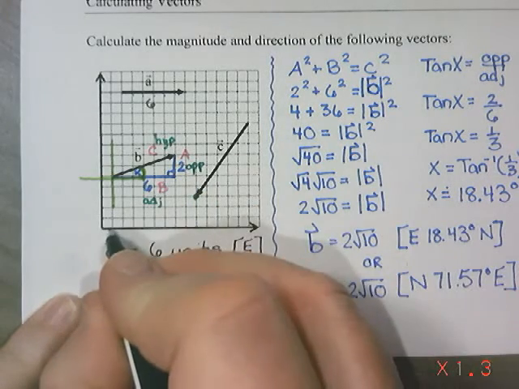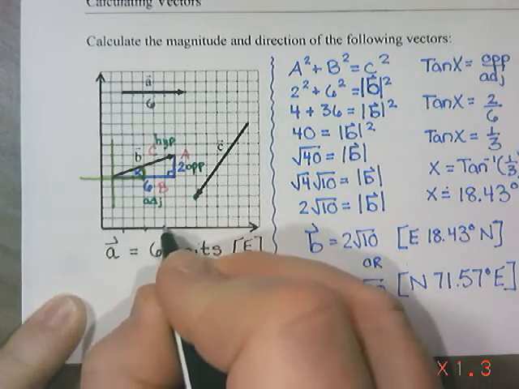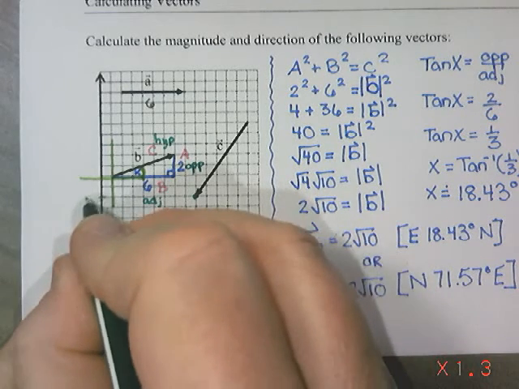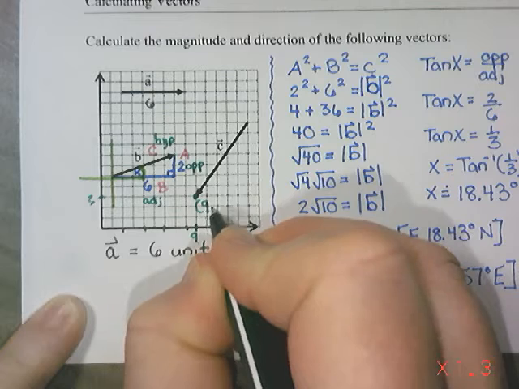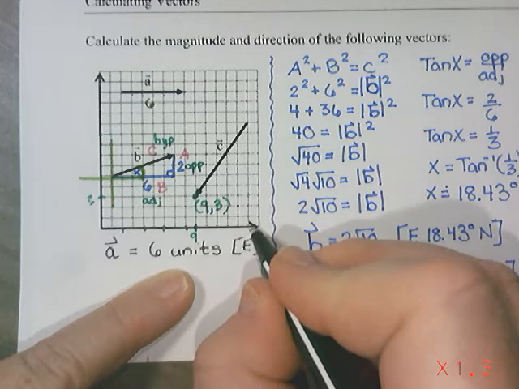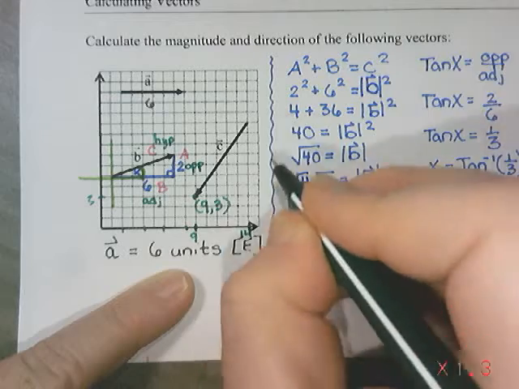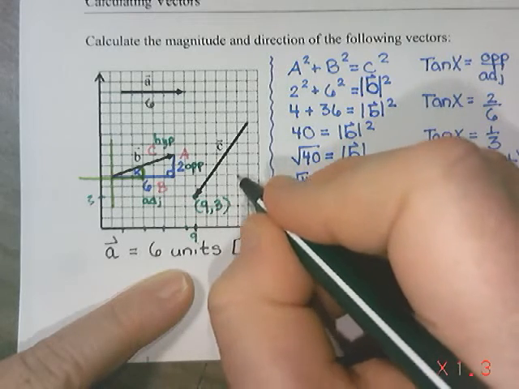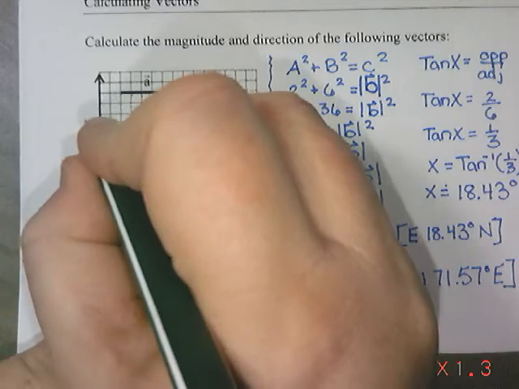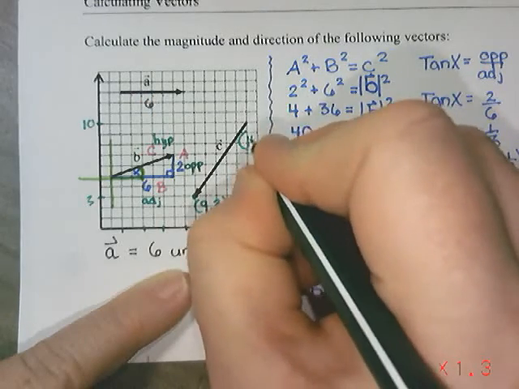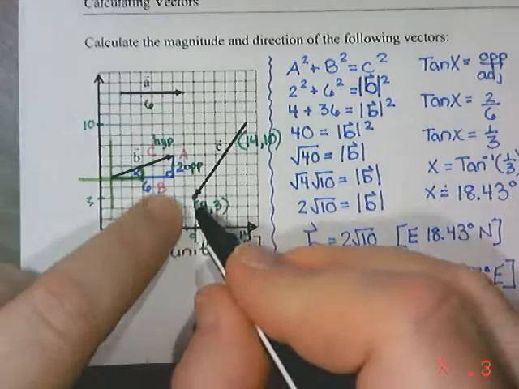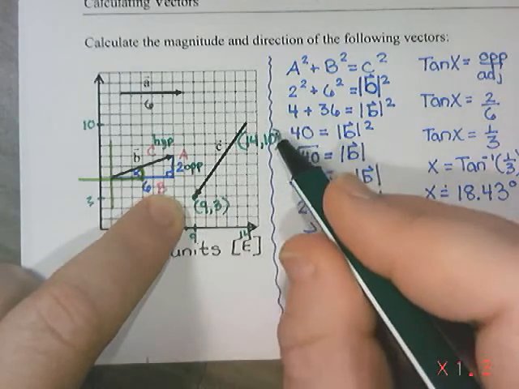So this point is 2, 4, 6, 8. This is 9 and 3. So this is the point 9 and 3. And this is 10, 11, 12, 13, 14. And we're at what? 3, 4, 5, 6, 7, 8, 9. This is 10. So this is the point 14 and 10. So I've got 9 and 3 and 14 and 10.